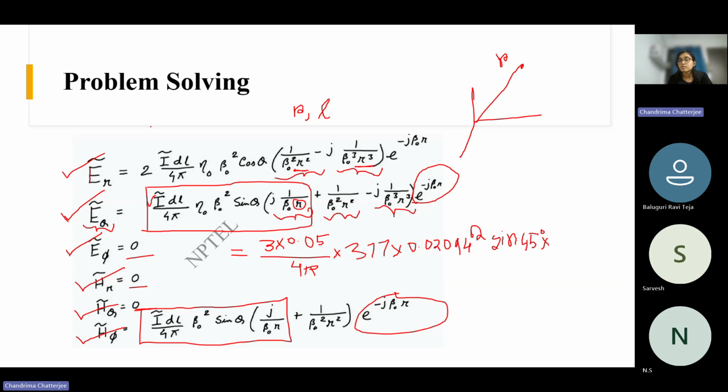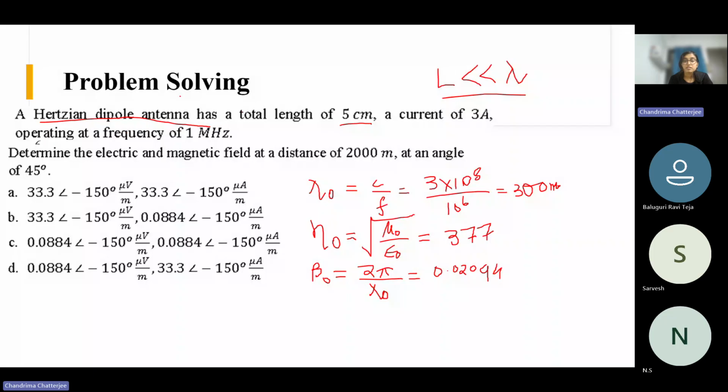So R is in radial. Like in Cartesian, we have X hat, Y hat, Z hat, the unit vectors in x direction, y direction, and z direction. Like that, in polar coordinate, we have r, theta, and phi. So they are the components in r direction, in theta direction, and in phi direction. In the question, if they ask electric field, we need to calculate E theta only, not ER, no, ma'am? Yeah. Just see this question once.